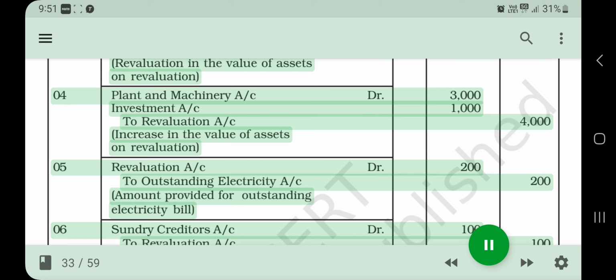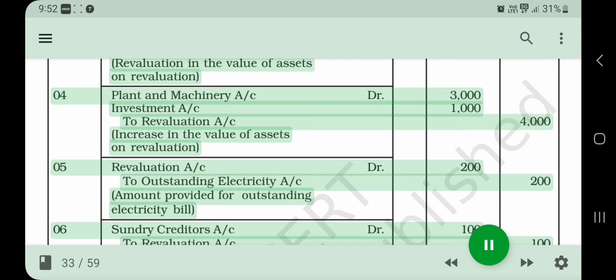Entry 2: Goodwill A/c Dr. 5,000; to A's Capital A/c 3,000; to B's Capital A/c 2,000. Premium divided between A and B in the sacrificing ratio 3:2. Entry 3: Revaluation A/c Dr. 3,100; to Stock A/c 1,500; to Furniture 1,000; to Provision for Doubtful Debts A/c 600. Decrease in the value of assets on revaluation.